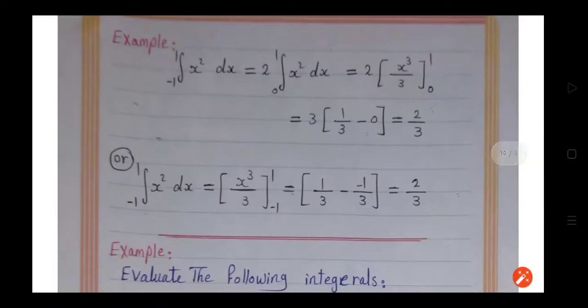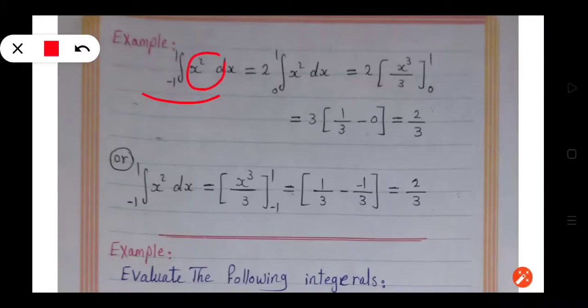For example, find the value of the integration from negative 1 to 1 of x squared dx. X squared is an even function, so we can write it in the form 2 times the integration from 0 to 1 of x squared. To find a definite integral, we have two steps. First, we find the integration directly. Second, we use substitution by the lower limit and upper limit.